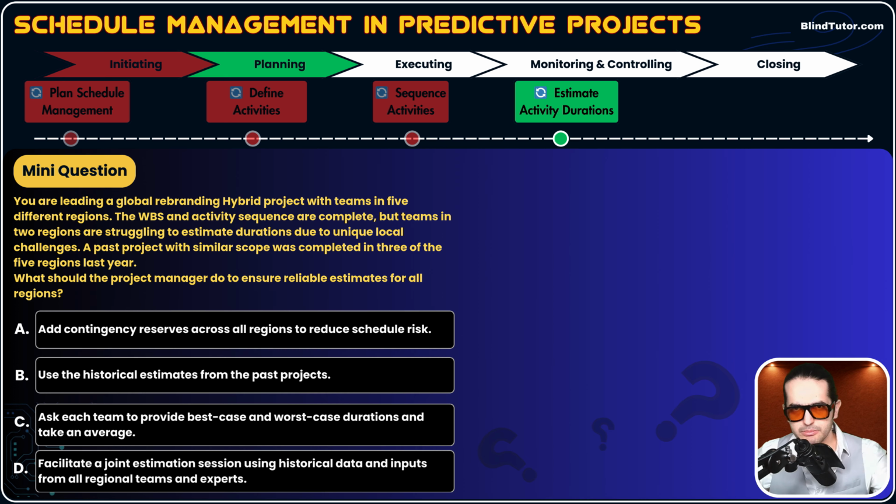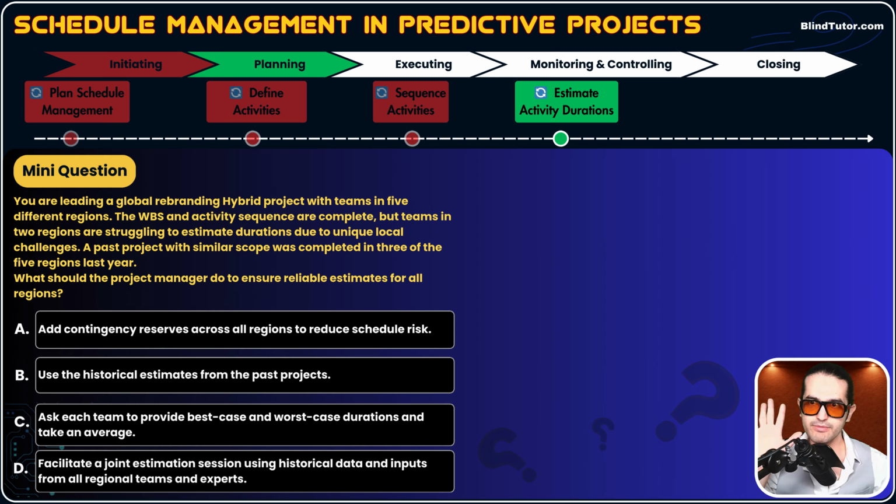You're leading a project. It's a hybrid project. What does hybrid project mean? It means the project uses both development approaches, adaptive and predictive. Some parts of the project follow the predictive approach, and some follow the agile approach, okay? The WBS and activity sequences are complete. We have done some of the processes, but teams in 2 regions are struggling to estimate duration.